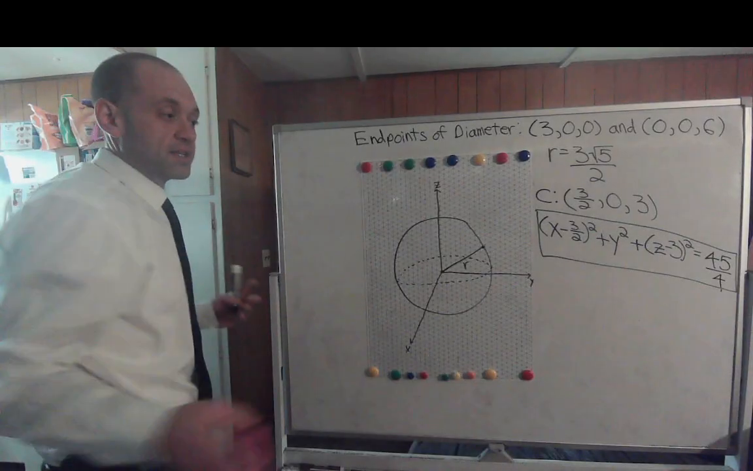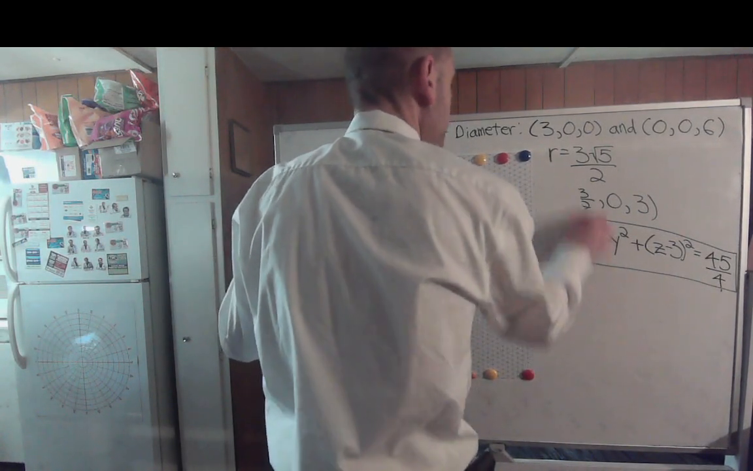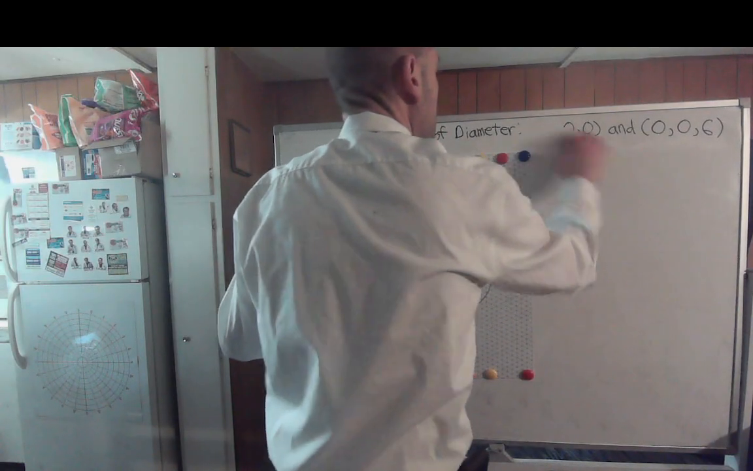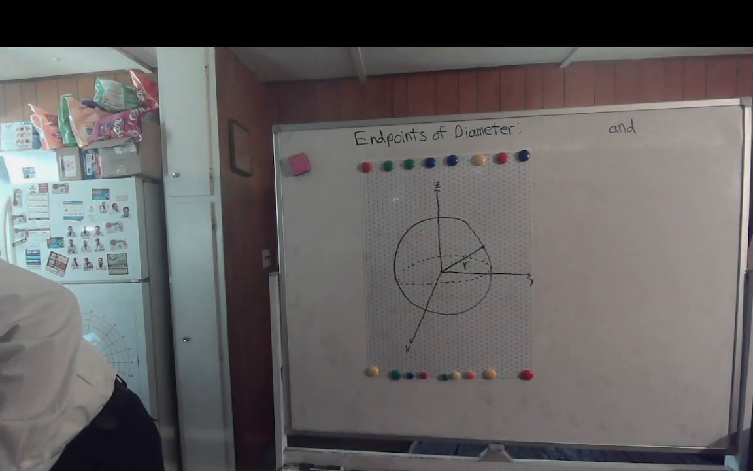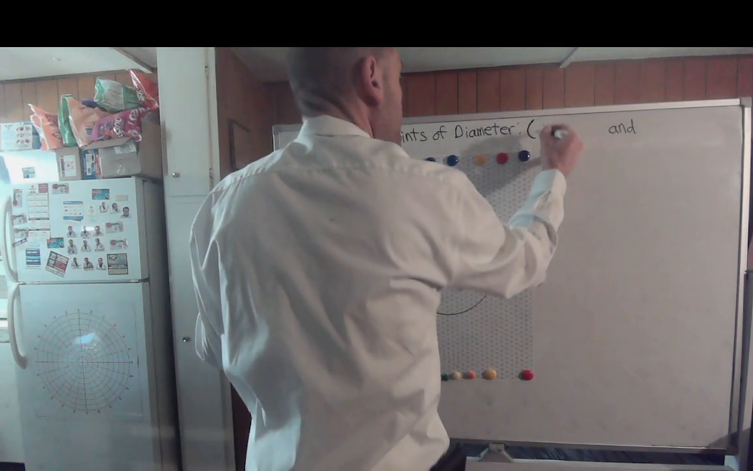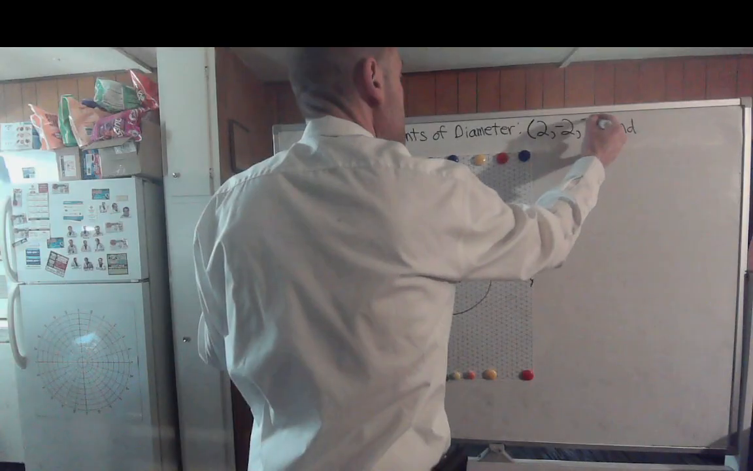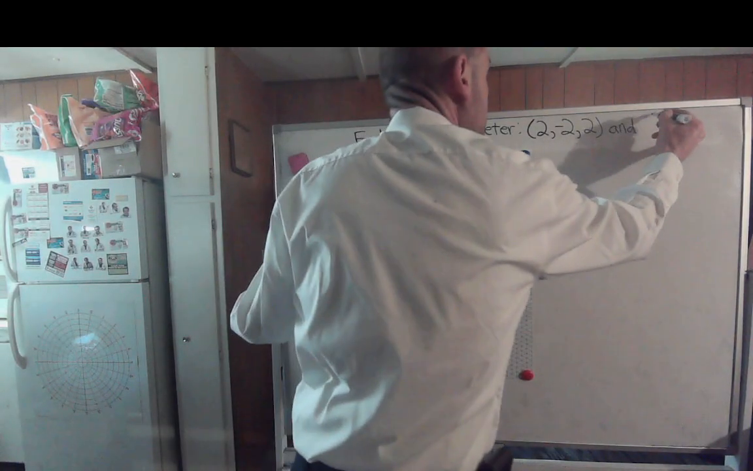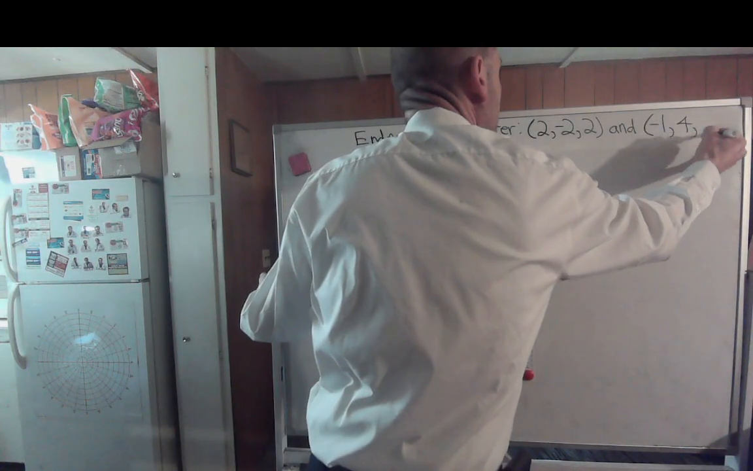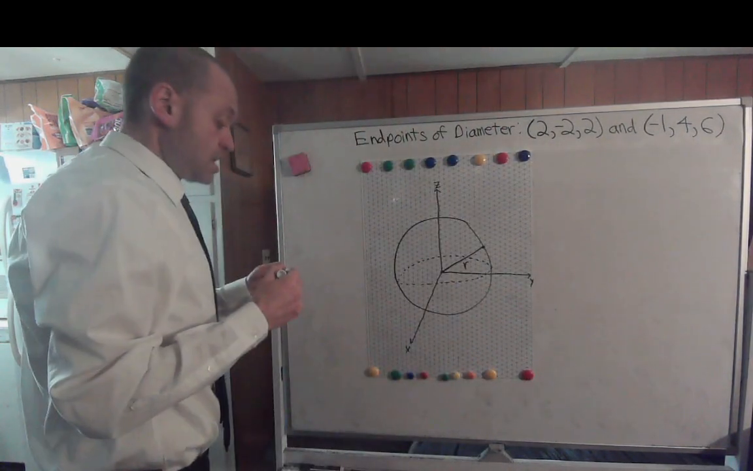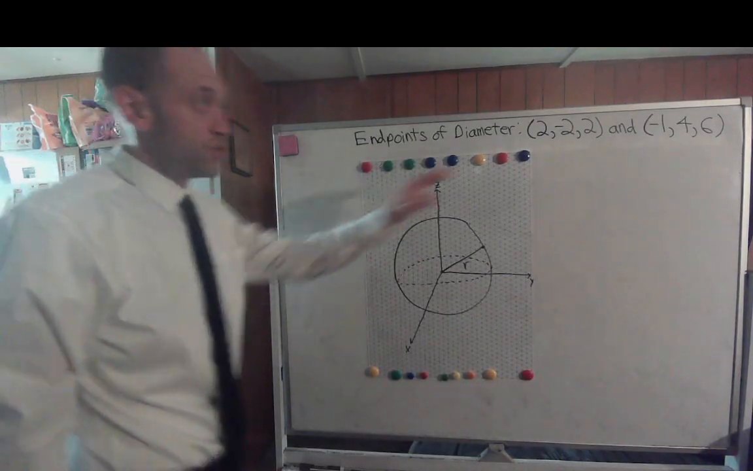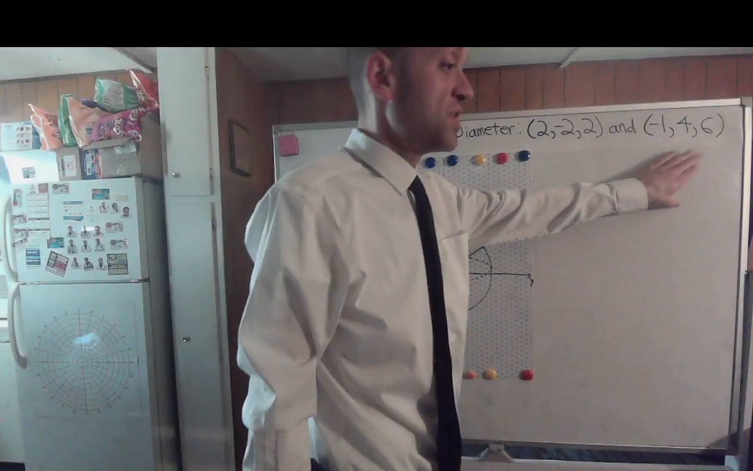We'll do one more like this where we're given the endpoints of the diameter. Now let's see what they throw at us this time. Alright, so one endpoint is at 2, -2, 2, and the other is going to be at -1, 4, and 6. So the endpoints of the diameter of this sphere we're about to find the equation for are at 2, -2, 2, and -1, 4, 6.